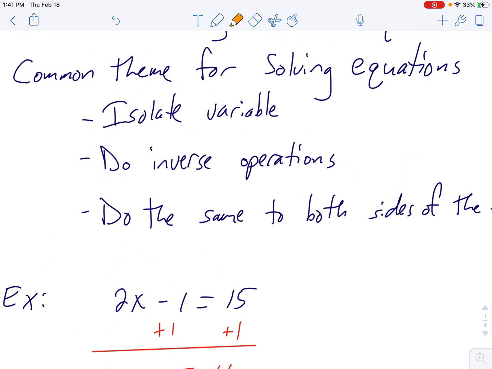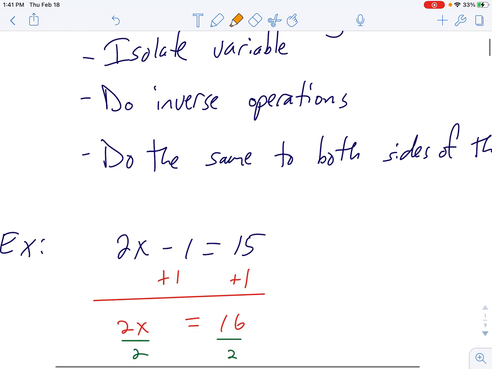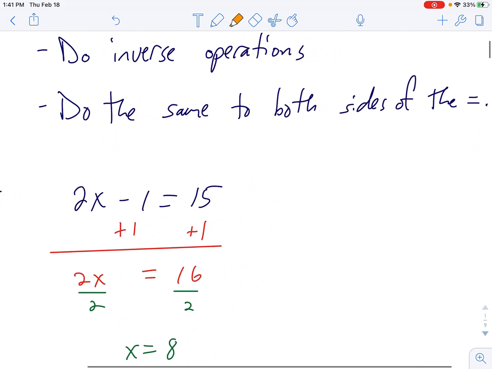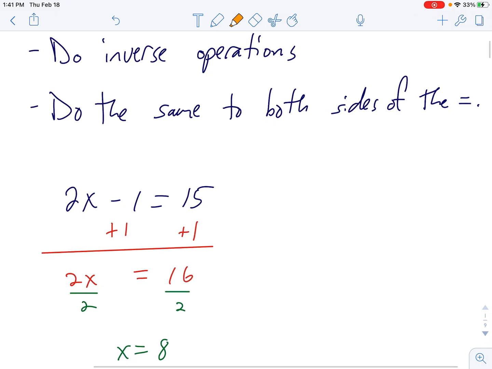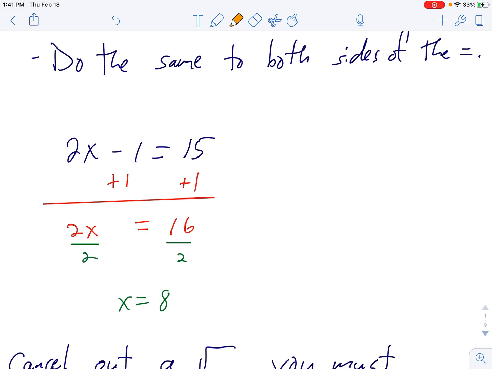Going back to Algebra 1 or even before then, if you started in a pre-algebra class, there is a common theme for solving equations. You want to isolate the variable. You want to do inverse operations, so like the inverse of plus is minus and times is divide. And then whatever you do, you need to do the same to both sides of the equal sign.